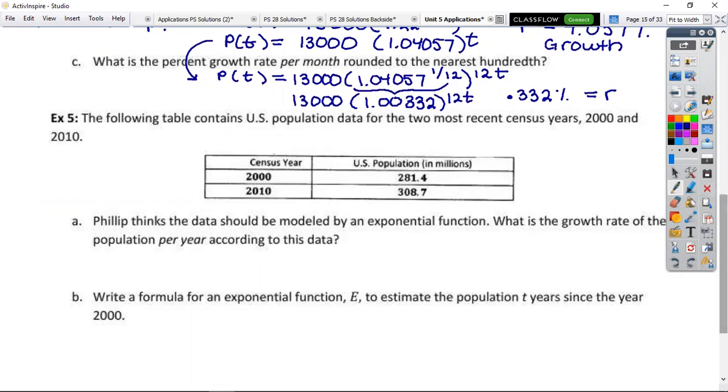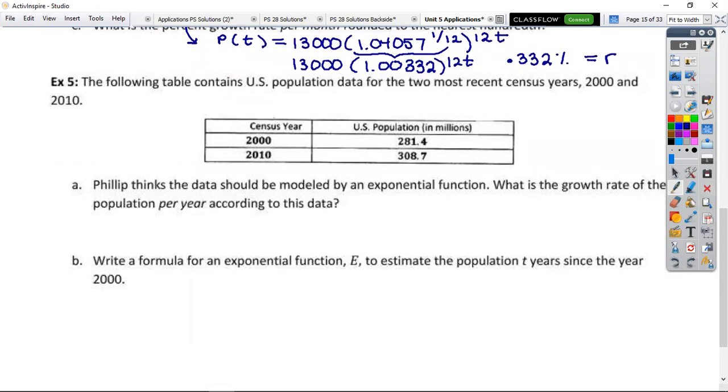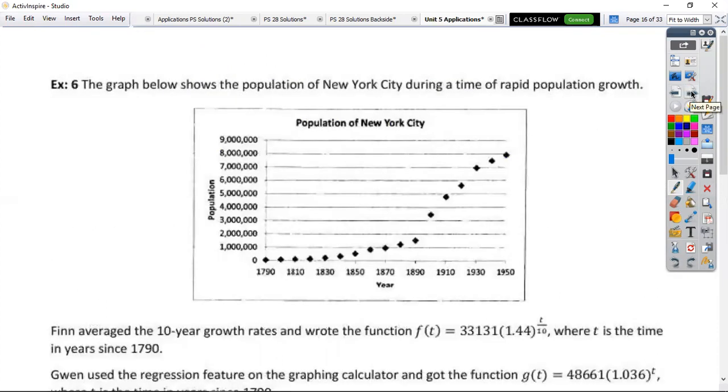So I'm going to skip. And I'm going to have you jump right on over to Newton's law of cooling. So this other problem, you're going to do that one tomorrow anyway.